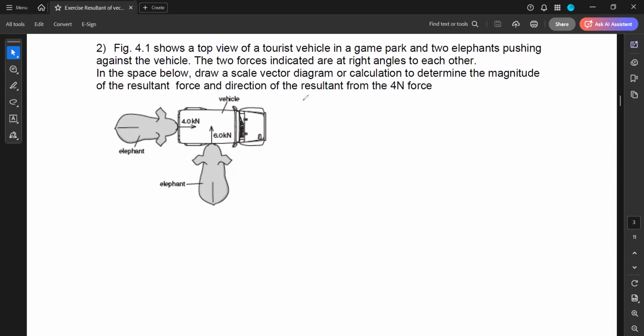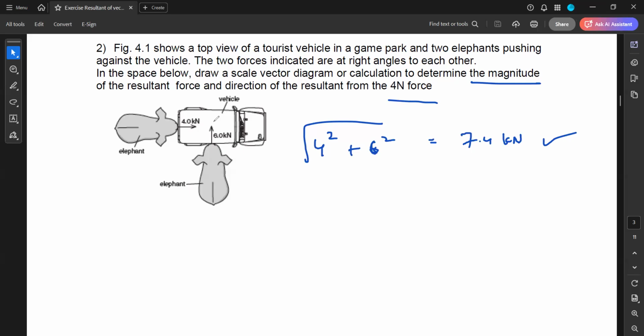First, how to get the magnitude? Pythagoras. So it will be the root of 4 squared plus 6 squared. 4 squared is 16, 6 squared is 36. When you sum them, 16 plus 36, so root 52. What's the answer for root 52? Yes, Umar? 7.2. So I'll get the magnitude as 7.2, and because it's kilonewton, the unit is also kilonewton. That's the first part, determine the magnitude.